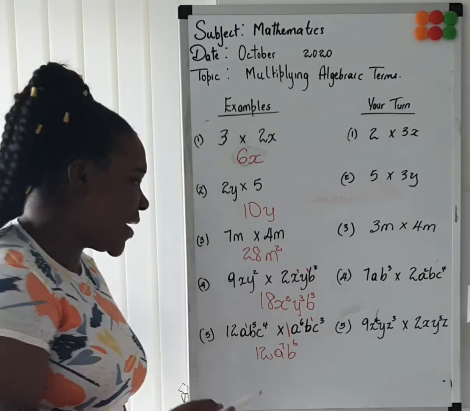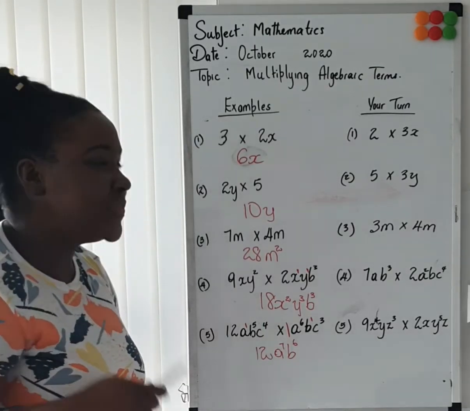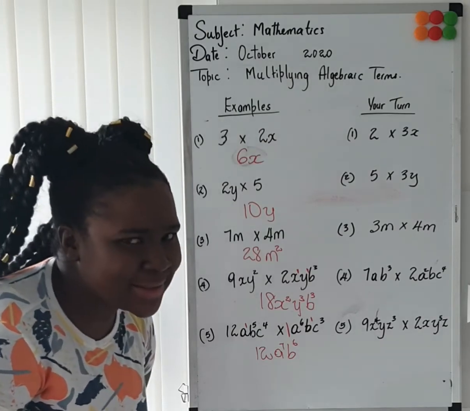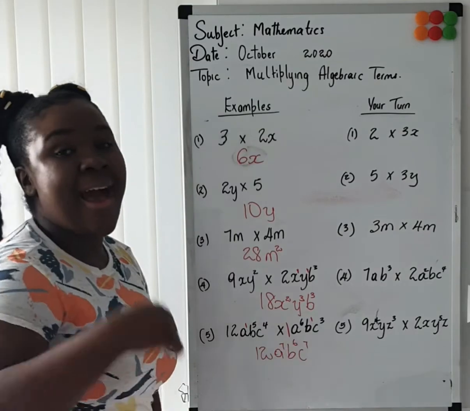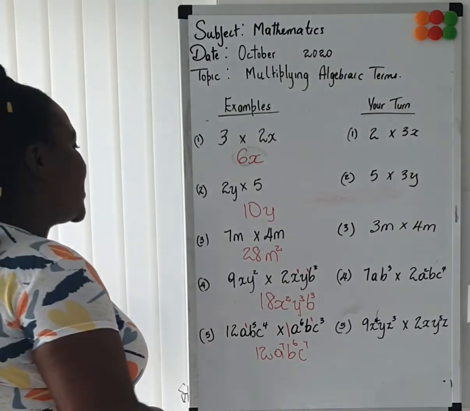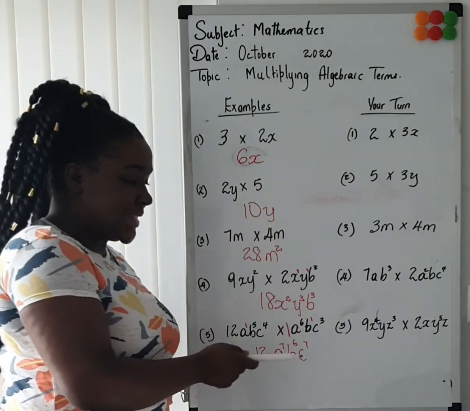And then the last part, we have c to the fourth and c to the third power. What would that be? C to the 7. How did I get c to the 7? I add the powers. So that's 1, 2, 3, 4, 5, and you have 5 questions there.